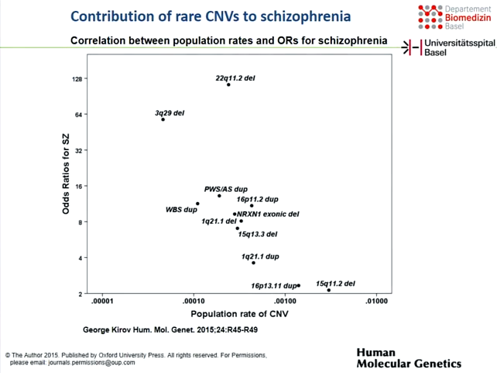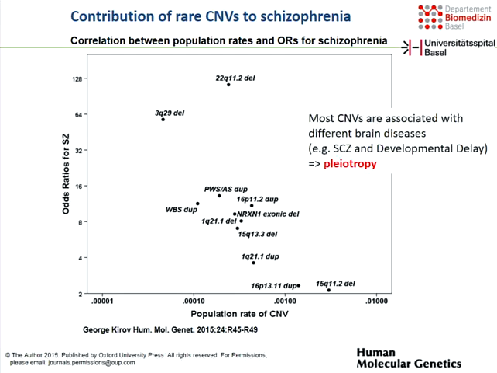Now, in particular in schizophrenia, we have found many rare CNVs that contribute to schizophrenia. Here are all the CNVs, deletions or duplications, that were identified with the respective population frequency and the odds ratio observed. And there are some, like the 22q11 deletion, that is probably the strongest genetic risk factor in schizophrenia, with an odds ratio of more than 100. So if you have that, then you have really a high risk of developing schizophrenia.